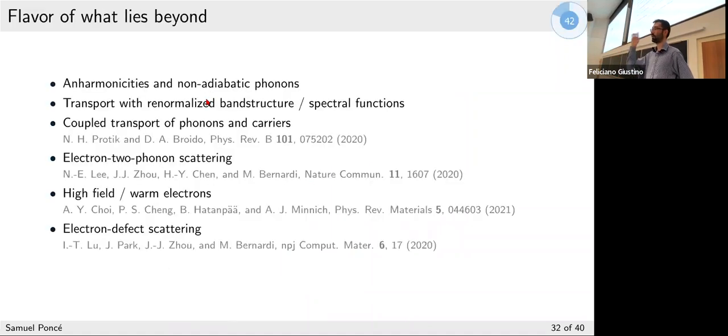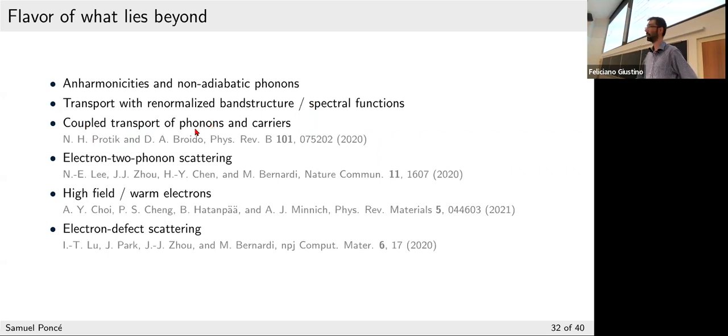Okay, so this is more or less what I wanted to present, and I want to just finish on presenting a few directions, a few flavors of where I think the field is going and what could be included in the calculations to make them more accurate. So one could include anharmonicities, because the phonons are not always harmonic. One can consider non-adiabatic phonons, because so far we've been considering adiabatic ones. You can take into account renormalized band structure.